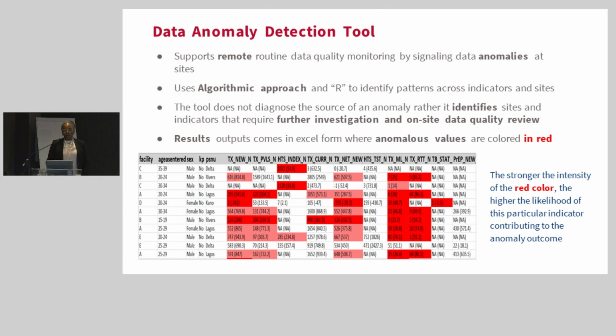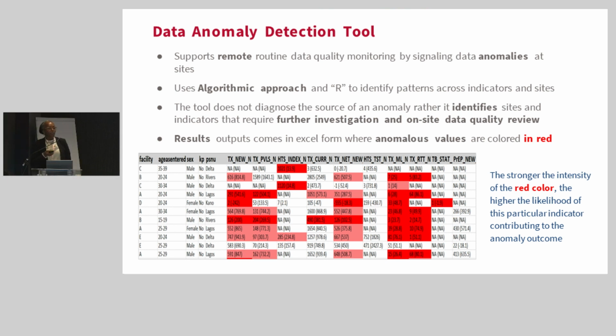So briefly, on a data anomaly detection tool. This tool supports remote routine data quality monitoring by signaling anomalies at sites. It does use an algorithmic approach in R to identify patterns across indicators and sites. The tool does not, though, and this is a caveat to be aware of, diagnose the source of an anomaly, but rather it identifies sites and indicators that require further investigation and on-site data quality review.